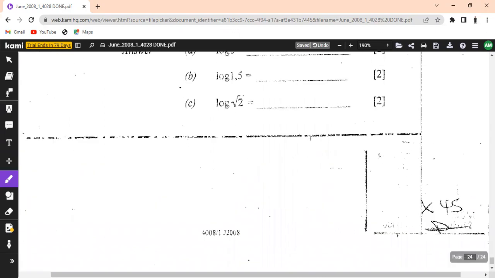As you can see, that was the last part of the paper that we are having.